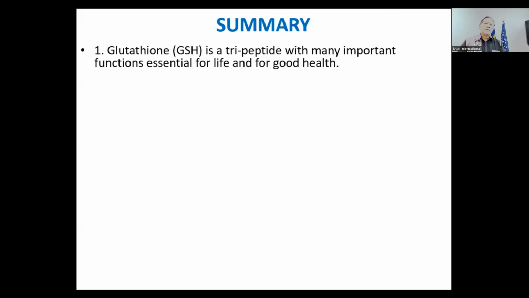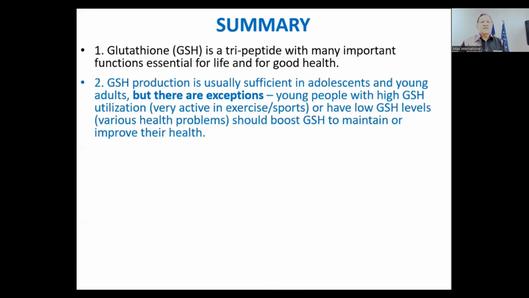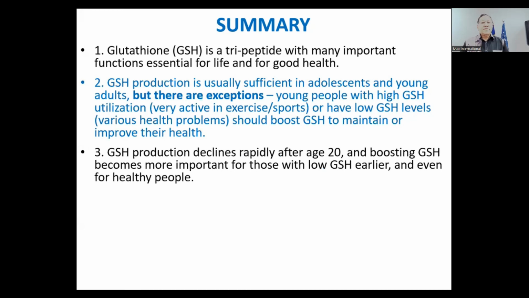To summarize, glutathione is a tripeptide with many important functions essential for life and for good health. Glutathione production is usually sufficient in adolescents and young adults, but there are exceptions. Young people with high glutathione utilization, for example those who are very active in exercise and sports, or have low glutathione levels because of various health problems, should boost glutathione to maintain or improve their health. Glutathione production declines rapidly after age 20, and boosting glutathione becomes more important for those with low glutathione earlier, and even for healthy people. So if when you're young you have low glutathione, then when you're older you really need to boost your glutathione, because even those who have healthy levels when they're young need to boost when they're older.